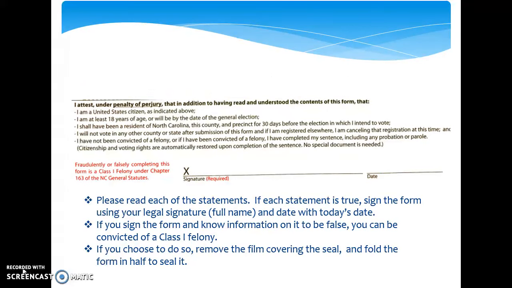Finally, please read each of the statements at the bottom of the form. If each statement is true, sign the form using your legal signature, which is your full name, and date with today's date. If you sign the form and know information on it to be false, you can be convicted of a Class I felony. If you choose to do so, remove the film covering the seal and fold the form in half to seal it.